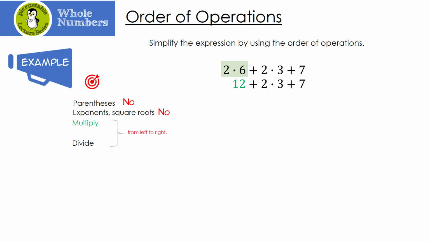Do we have any more multiplication or division? Yeah, 2 times 3. 2 times 3 is 6. Do we have any more multiplication or division? No. What about addition and subtraction? We sure do. Once again, we work from the left. 12 plus 6 is 18. And then finally, 18 plus 7 is 25.